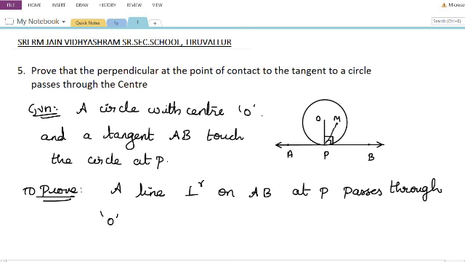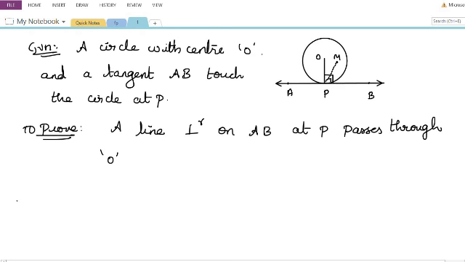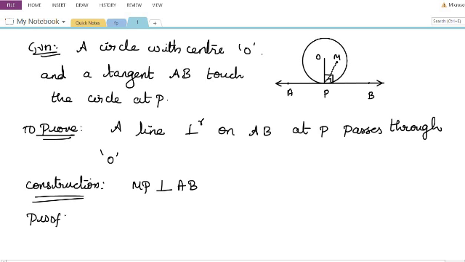So let me give a construction. I am going to consider a point M. Construction: MP is perpendicular to AB. Now let us write the proof. Since I have considered this as perpendicular, angle MPB will be equal to 90 degree, right?